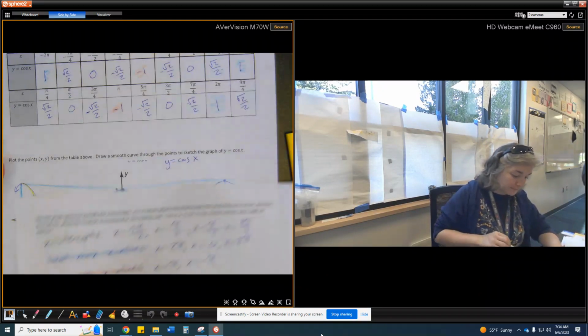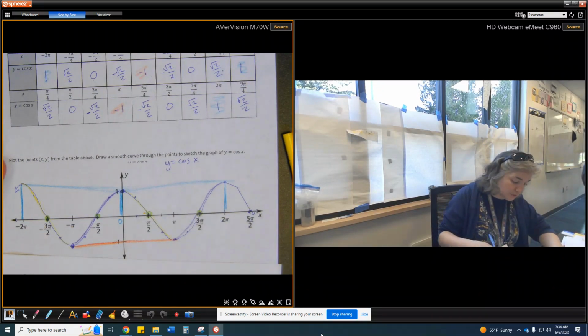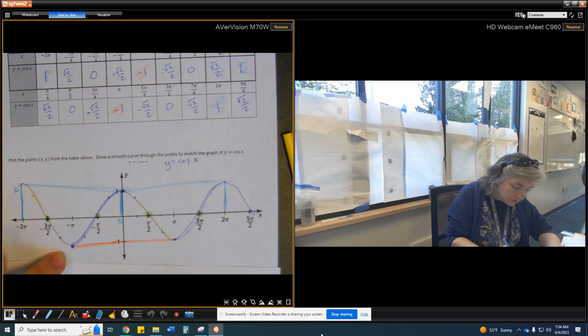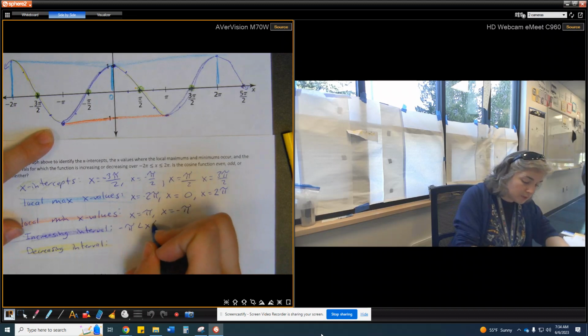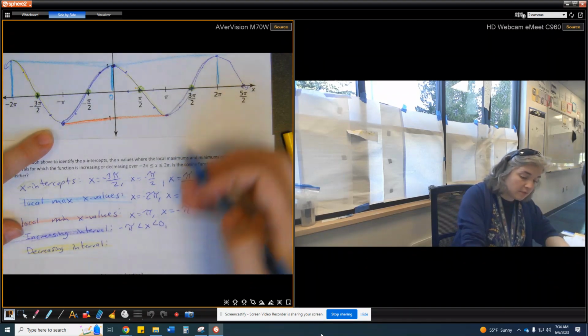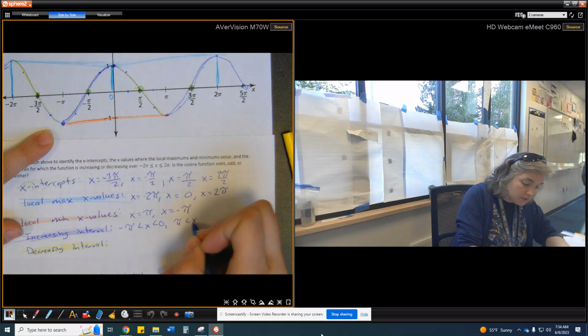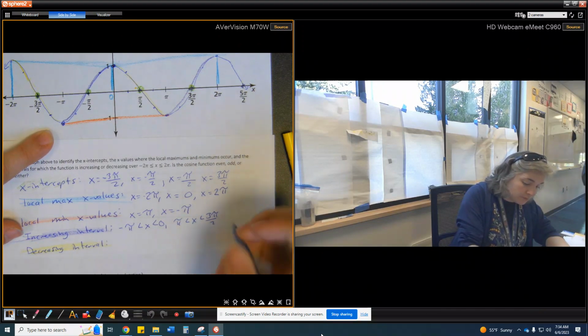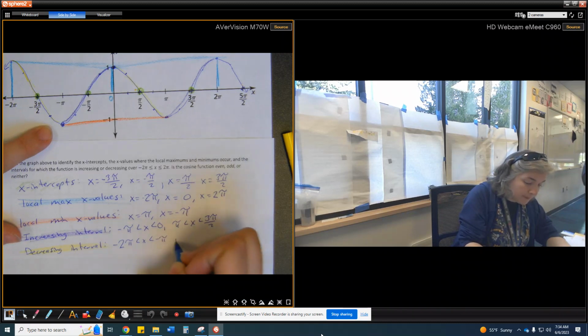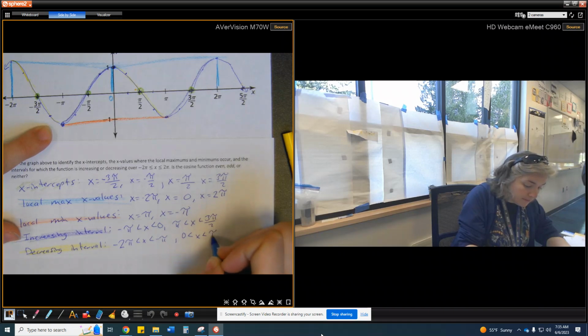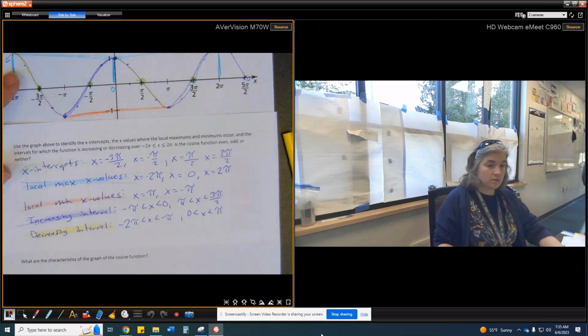So when I look at this, my increasing interval is from negative pi to 0. It's negative pi is less than x, which is less than 0. And I have an increasing interval from pi to 3 pi over 2. Decreasing intervals are from negative 2 pi to negative pi, and from 0 to pi. Those are my increasing and decreasing intervals.